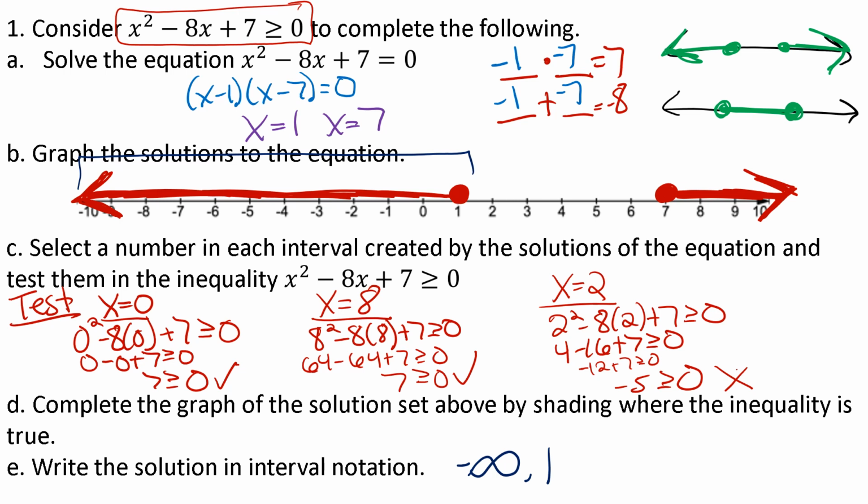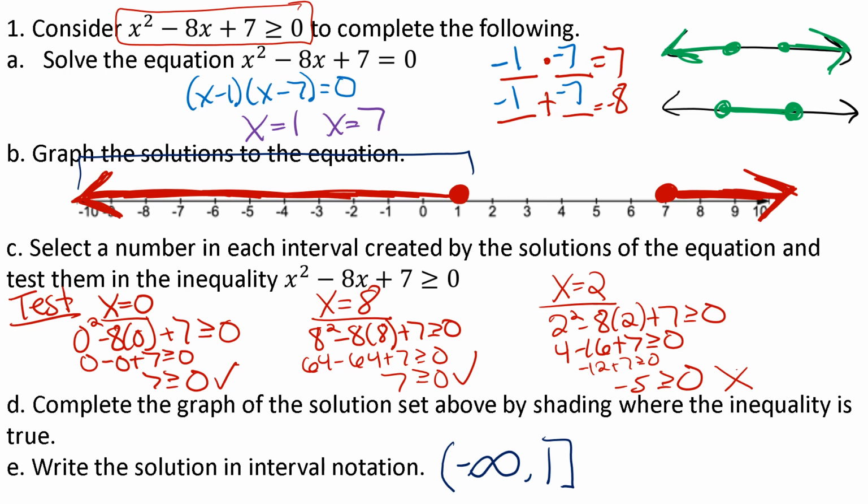So we need brackets or parentheses. Do I put a bracket or a parentheses around my infinity signs? Parentheses, right? Because we don't include negative infinity. We can't be equal to negative infinity. And then we include 1 in our interval because we have a closed circle. So do we think we're going to have a bracket or a parentheses? Bracket. The bracket represents the fact that we are including it in our solution.